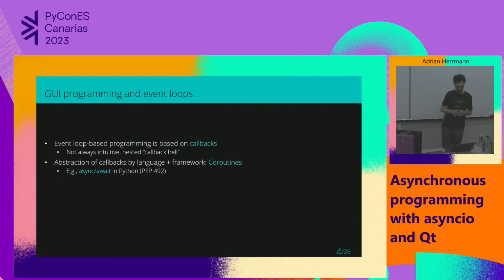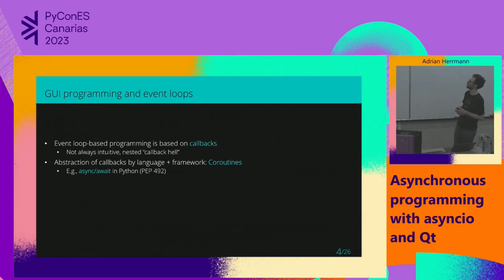Event loop-based programming is based on callbacks. Now, if you've ever tried to write a program that's based on callbacks, you might have run into something that people like to call callback hell, where you've got many callbacks nested within each other. It's not always intuitive. It can get pretty ugly. And so we try to abstract this, and we can achieve this through a combination of a language and a framework. On Python, we've got something called coroutines. Maybe you've heard about those.